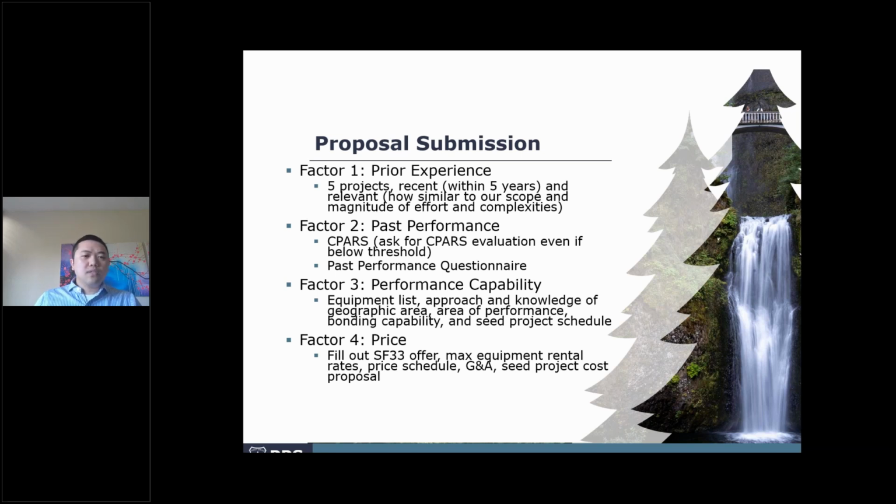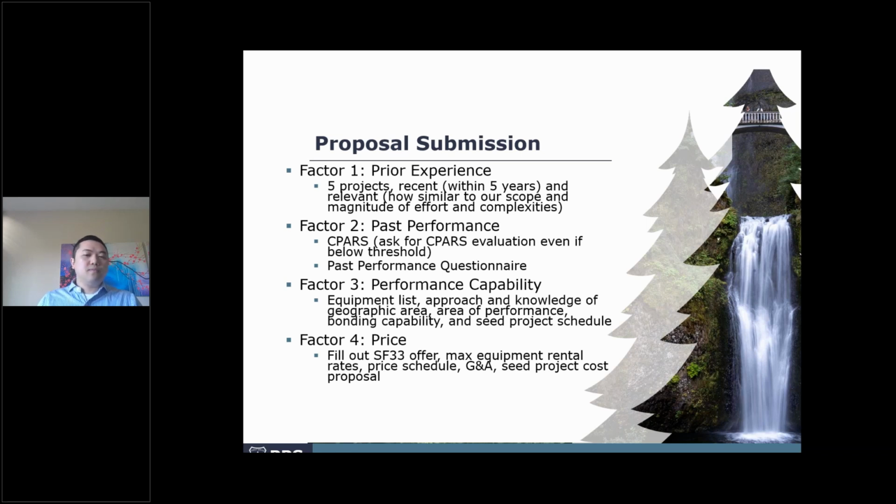And then we'll also be asking for past performance questionnaires. It's a form that we'll provide that you can send to your prior clients so they can fill out, so we can see how you did on those projects. Moving on to factor 3, your performance capability. We're going to be asking for a few things here: your equipment list, to see what you have in your inventory as far as equipment, and then your approach and knowledge of the geographic area, and then your area of performance, if you can do Chugach, Tongass, or both.